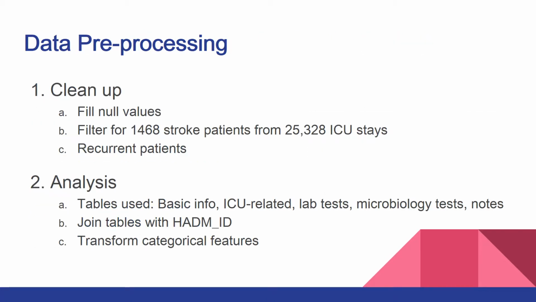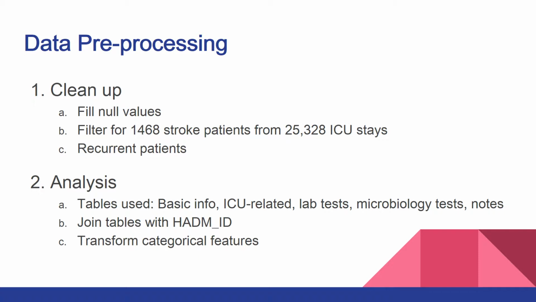For data pre-processing, first we need to clean up the data as medical records tend to be disorganized. We picked 1,468 stroke patients from 25,000 ICU stays with ICD-9 codes starting with 434. We also excluded recurrent patients, as this leads to ambiguous predictions. Out of 28 tables from MIMIC, we decided to look at tables including patient basic information, ICU-related records, lab tests, microbiology tests, and lab notes. We joined those tables with hospital admission ID, which is a unique identifier for our case.